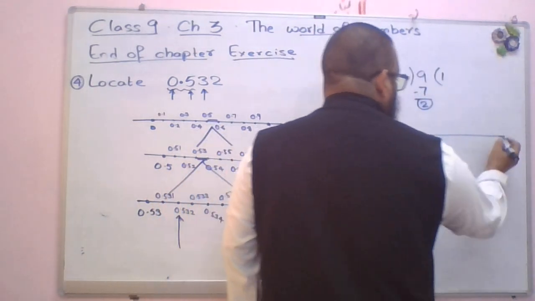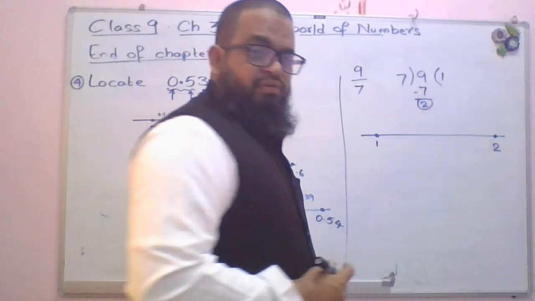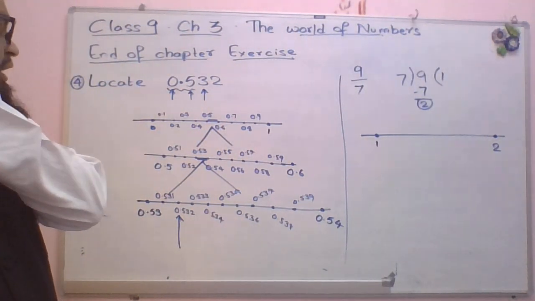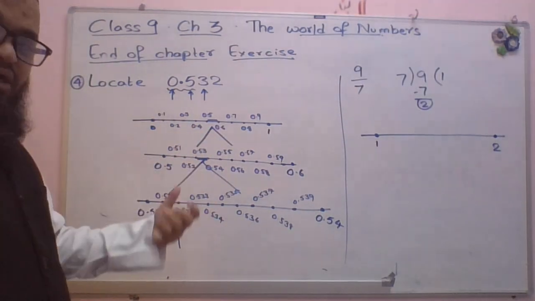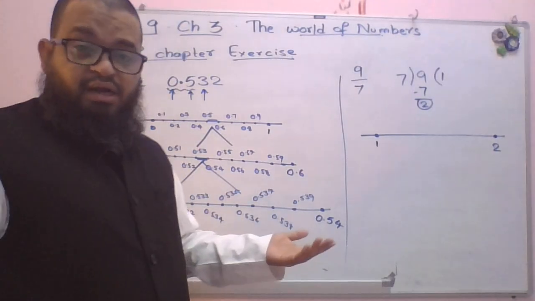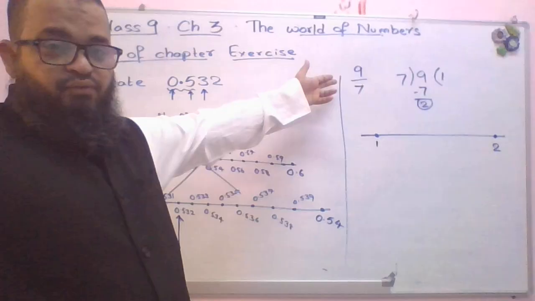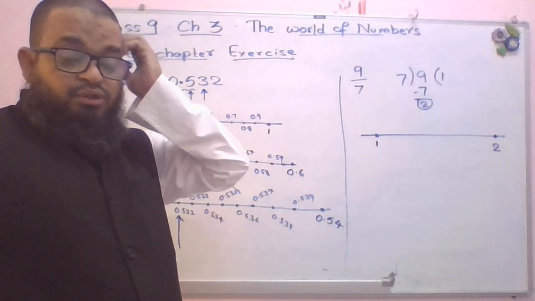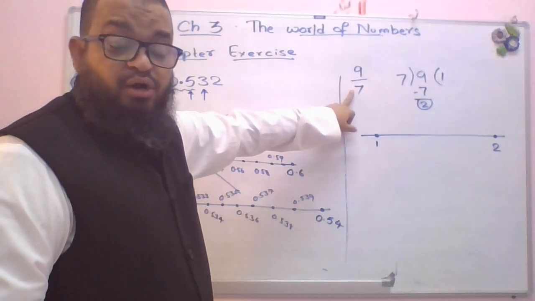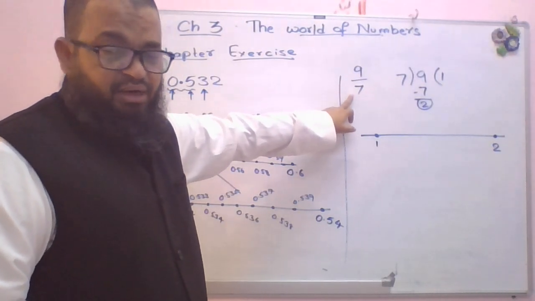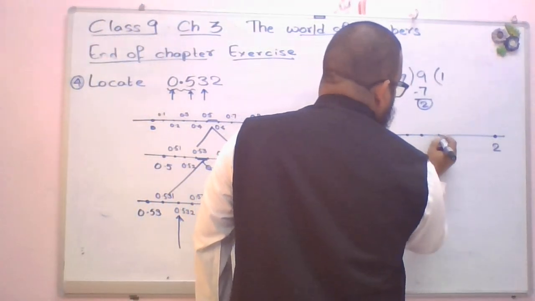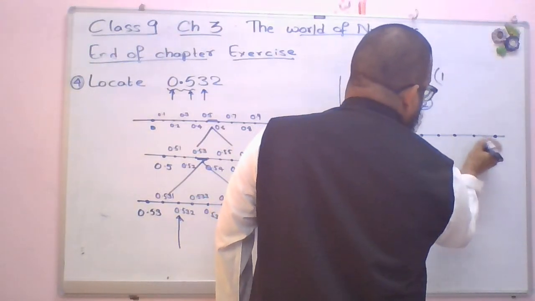So let us draw the number line. This is 1 and this is 2. Previously, when we were locating decimals on the number line, we divided into 10 parts every time, because the concept of decimals is dividing into 10. But when you come to fractions, there is no need to divide into 10 parts. Divide into a number of parts equal to the denominator. What is the denominator here? 7. So divide it into 7 equal parts: 1, 2, 3, 4, 5, 6 and 7.